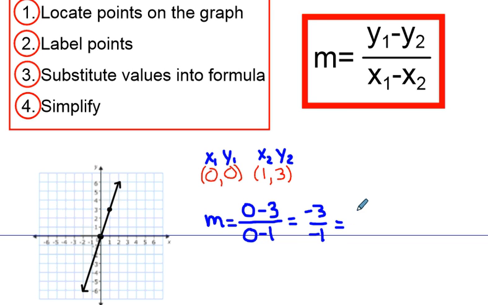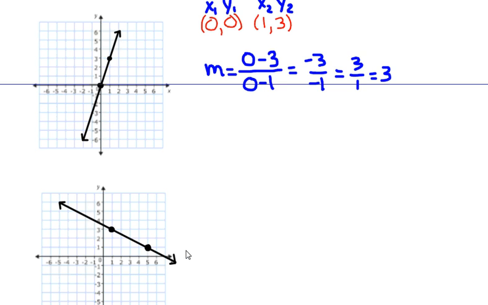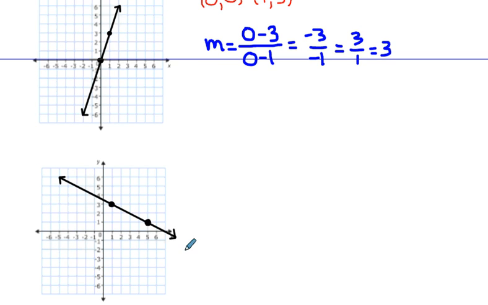And step 4 says to simplify. So this is going to give me a negative 3 over a negative 1. The negatives cancel. I have 3 over 1, which we know is just 3. So the slope for this line is a positive 3. We scroll down, I have another example for us.